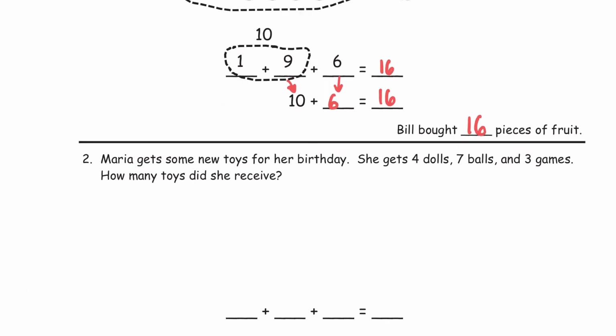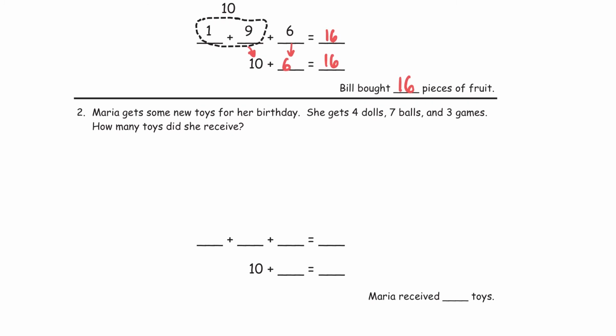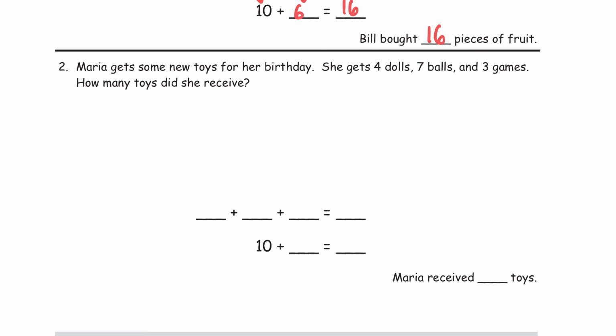All right, let's take a look at number 2. I'm going to help you get this problem set up. Then you'll do the rest of it on your own. Let me read it to you. Maria gets some new toys for her birthday. She gets 4 dolls, 7 balls, and 3 games. How many toys did she receive? They gave us this part right here. Here's our 3 parts we're adding, and it equals, and here's where they showed that we made a group of 10, and then we added in that 3rd part that was missing for our total. And then here, Maria received toys.